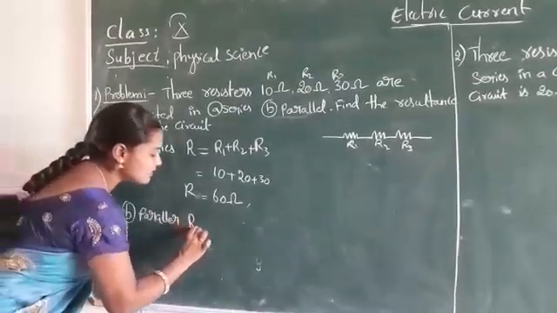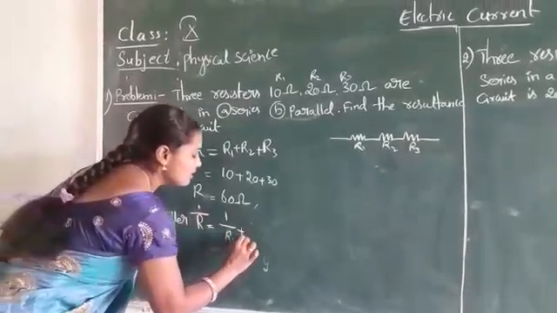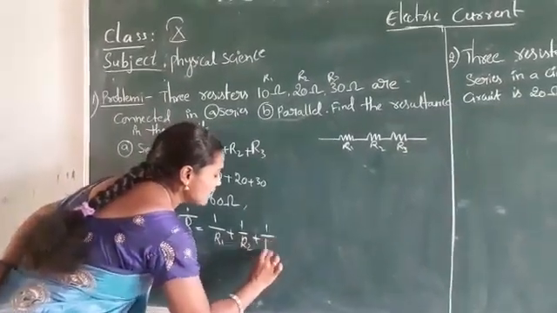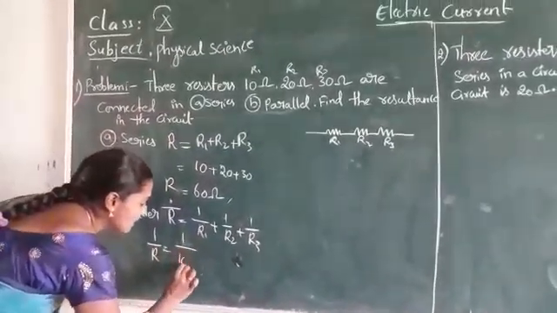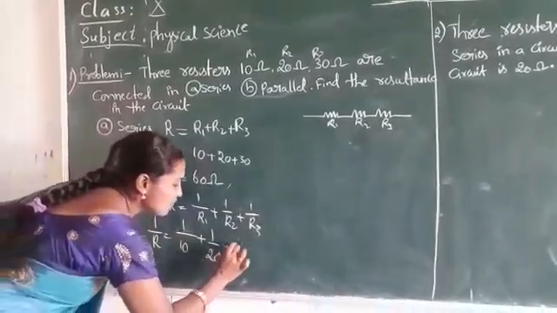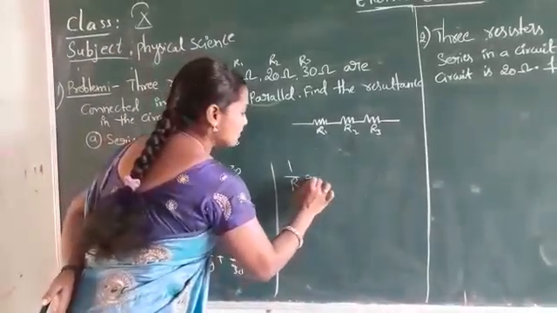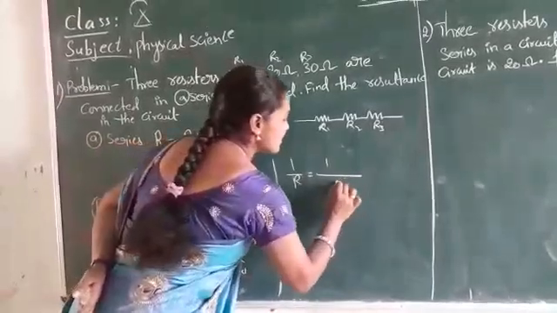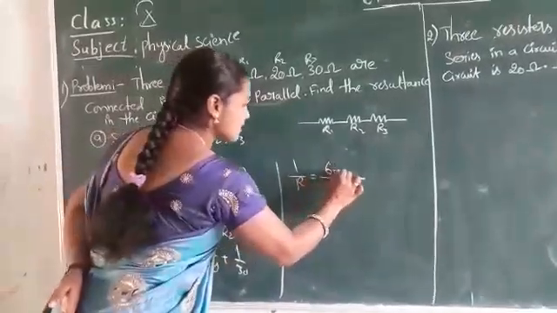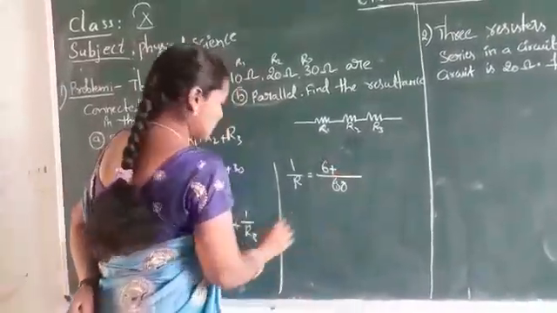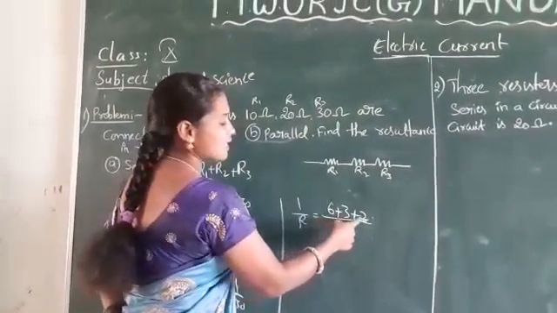to find the resultant resistance, we have the formula 1 by R is equal to 1 by R1 plus 1 by R2 plus 1 by R3. Substituting those values, 1 by R is equal to 1 by 10 plus 1 by 20 plus 1 by 30. If you take the LCM as 60, 10 sixes are 60, plus 20 threes are 60, plus 30 twos are 60. So 6, 9, 10, 11.